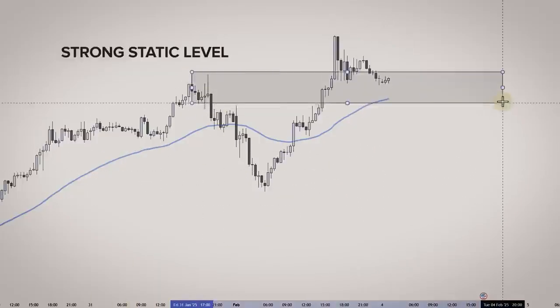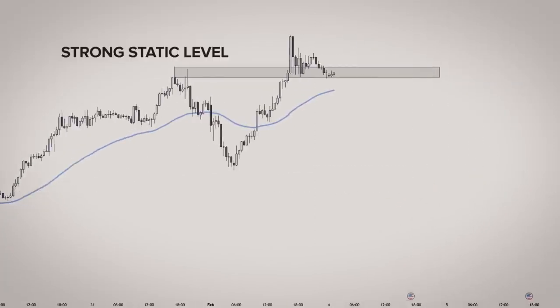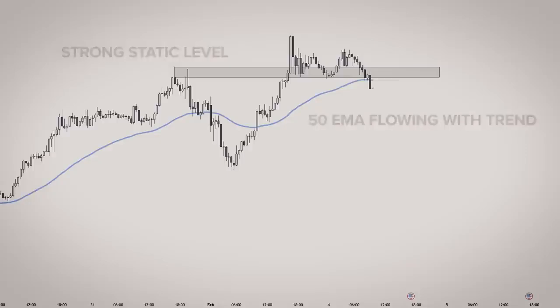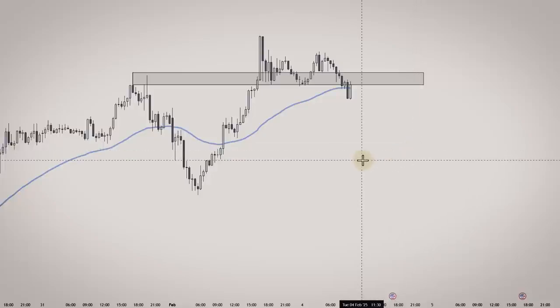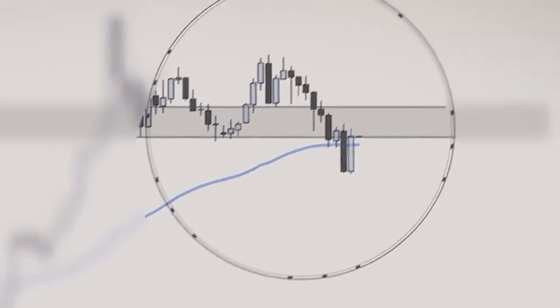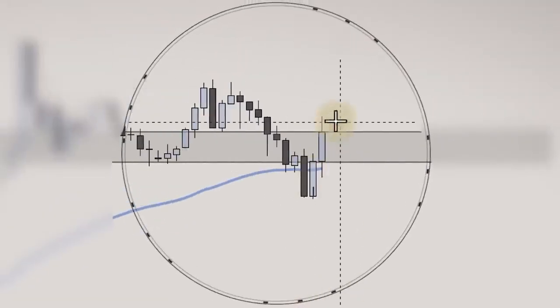We've got a clear support level here, former resistance. It's a strong static level. Now watch what happens. Price is trending higher, and our 50 EMA is angled up, providing dynamic support. As price pulls back, the line starts converging with our static support level. Perfect alignment. This is confluence at its finest. Price approaches the zone from above. It touches the confluence area and immediately rejects higher.